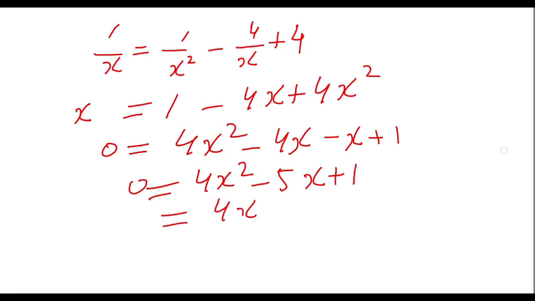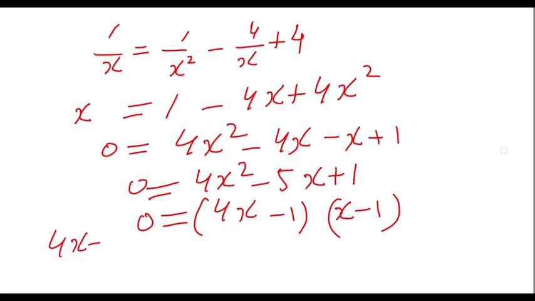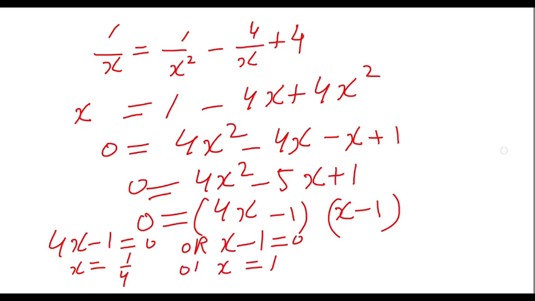This becomes 4x - 1, and on this side I factorize this trinomial. (4x - 1)(x - 1) = 0. Now solve for x. So 4x - 1 = 0, or x - 1 = 0. Solve for x here. This becomes x = positive 1/4, and this side becomes x = positive 1.